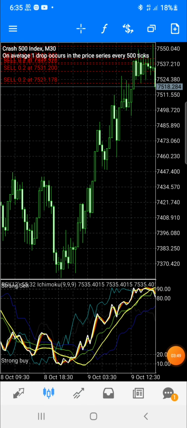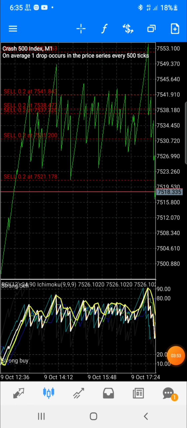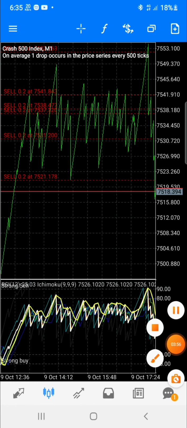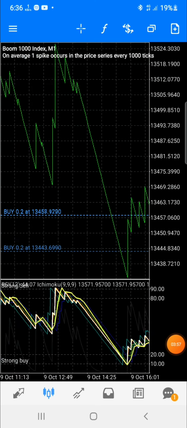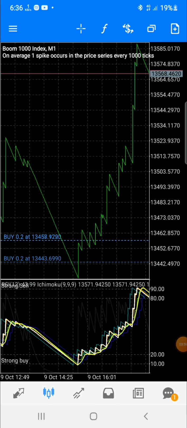Alright guys, so I'm just going to go through the whole process again to show you guys how to properly use the Boom and Crash spike catcher strategy properly and profitably.